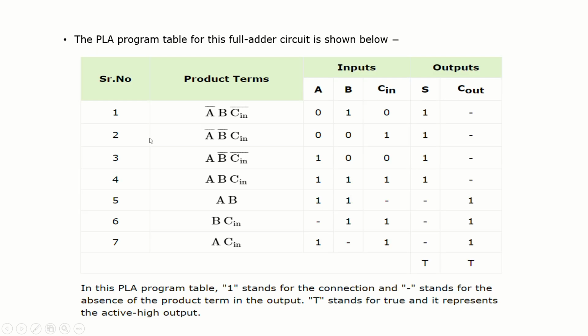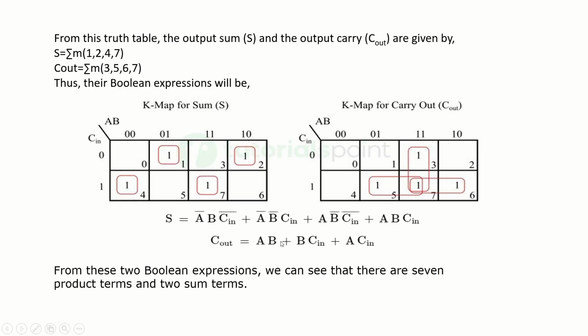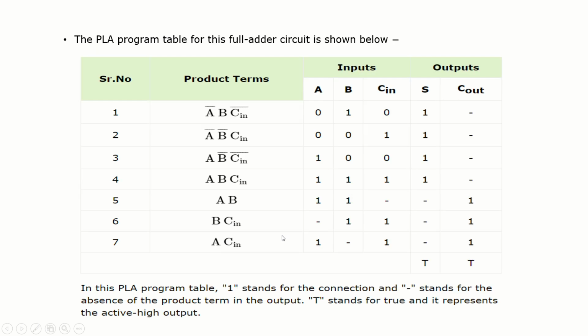So here, how to draw the program table? Here we have 1 to 7 product terms. Write all the product terms which we got from the earlier equation. So these are all the product terms. Here I have drawn an input table and an output table. Now the first term is A bar B C in bar. So A is a complemented term, so under A I have written 0.